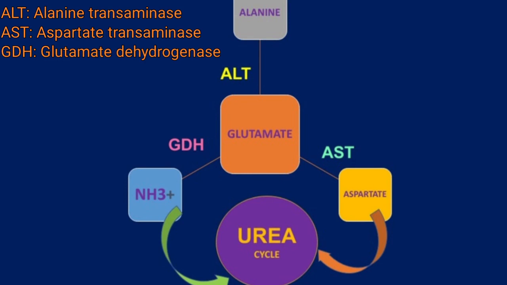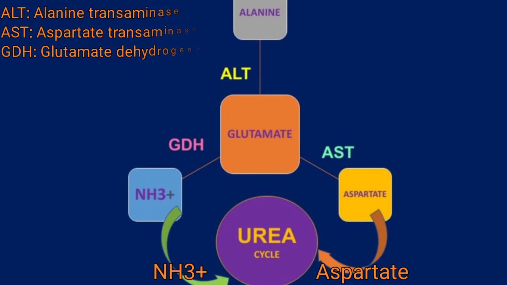It is important to note the key role that glutamate plays in providing the nitrogen input into the urea cycle. Through glutamate dehydrogenase, glutamate provides ammonia that enters into the urea cycle, and through the AST reaction, glutamate provides aspartate, which is the second input of nitrogen into the urea cycle.